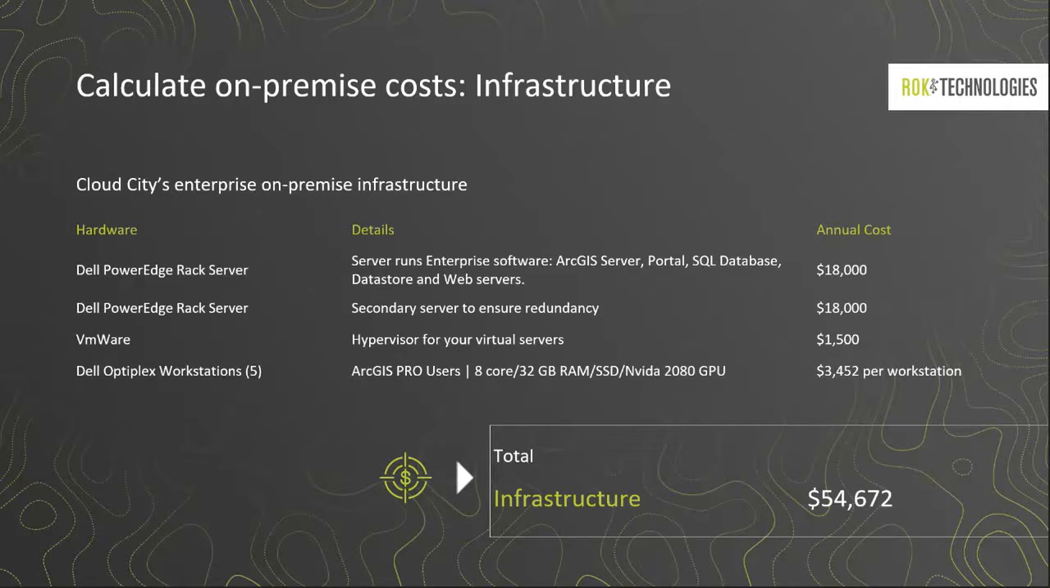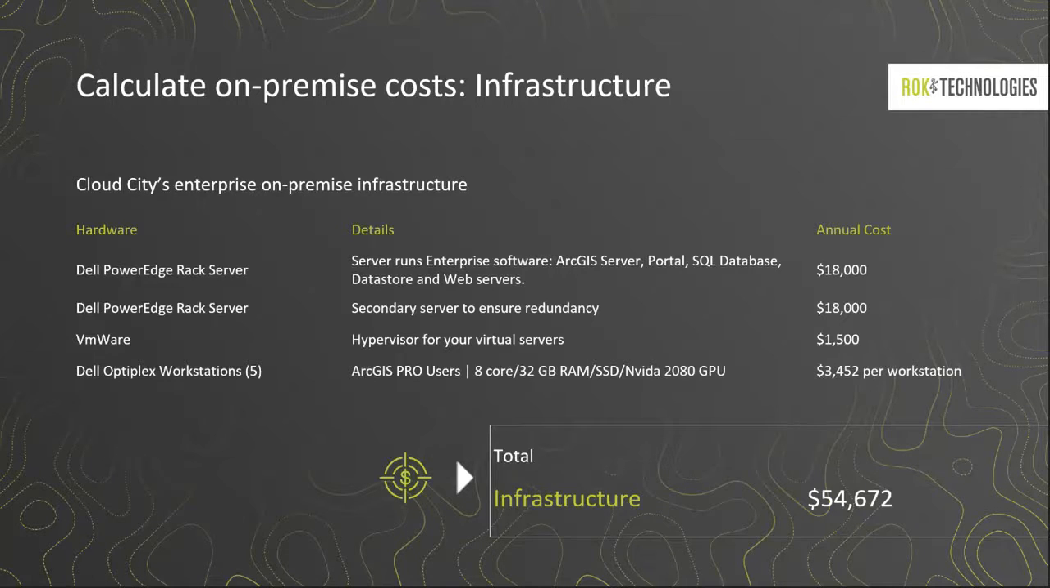And essentially what they would need to run, this is what they would need to run: server, portal, SQL database, data store, and the web server. So that was going to be roughly $18,000. Now they also wanted to ensure redundancy. So basically they needed a second one exactly like it to ensure that redundancy. So that's another $18,000 that they had to invest in an additional server.